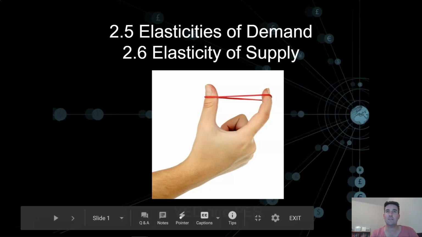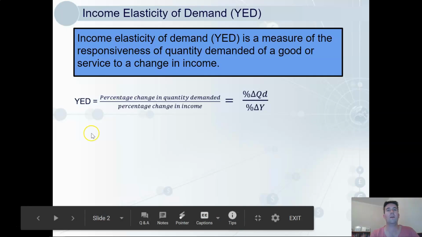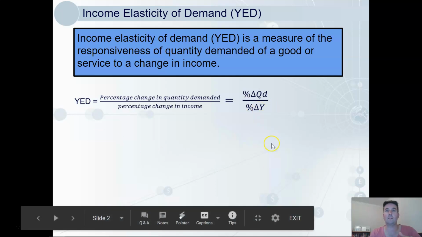Hi all, this is the lesson on sections 2.5 and 2.6, focusing on income elasticity of demand and price elasticity of supply. Again, we'll be going through the basics here before we go a little bit deeper in class. So, income elasticity of demand is a measure of the responsiveness of demand of a good to a change in income. The equation is similar to that of PED, substituting income for price.